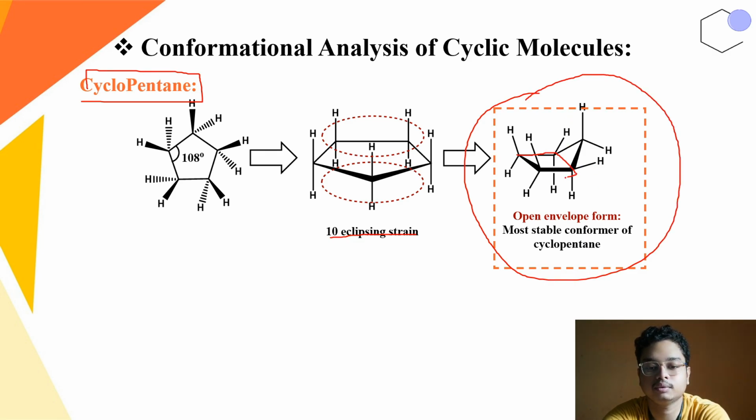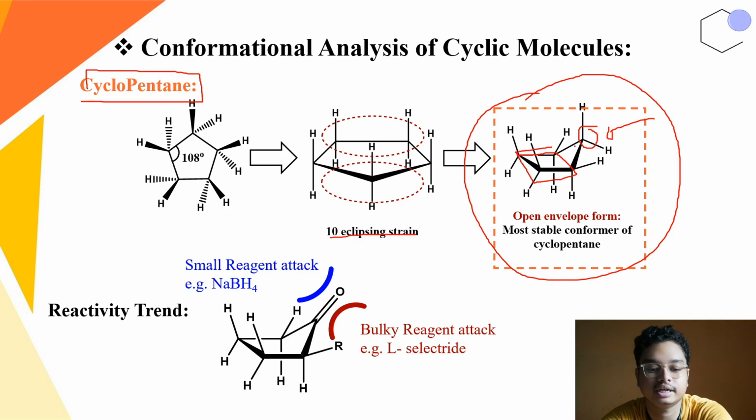Here these 4 carbons are present in the plane of paper, whereas this carbon is present above the plane of paper, and that's why it eliminates the steric eclipsing strain or steric repulsion. Due to being present like this, it also has certain unique reactivity. If any substituent is present here, you can find that this area is much wider, and that's why a bulky reagent like L-Selectride attacks from this side, whereas a small reagent like NaBH4 attacks from the more hindered side.